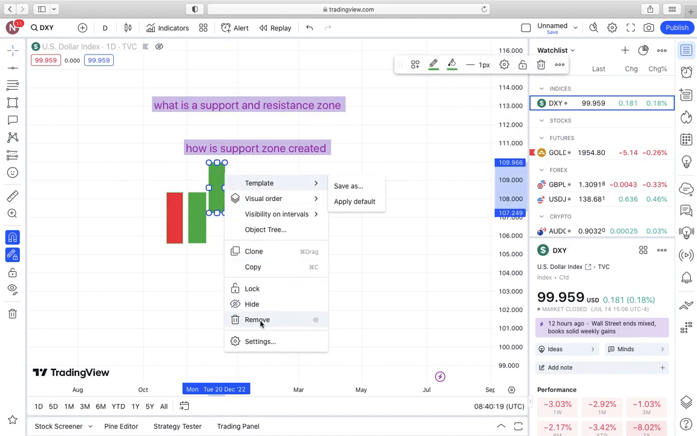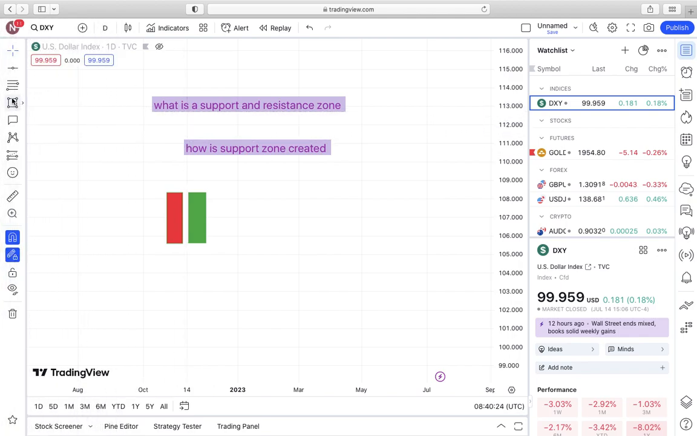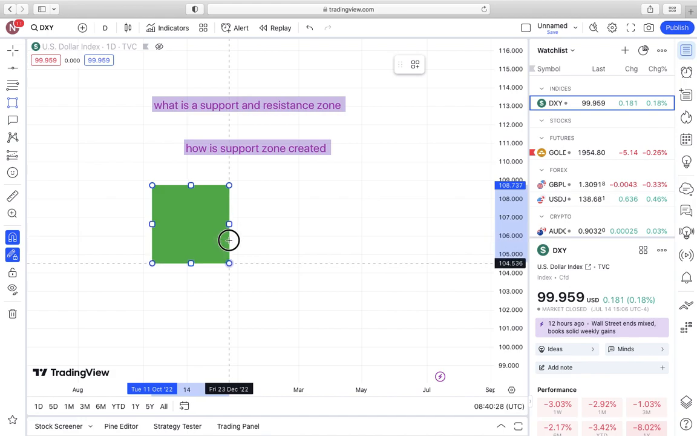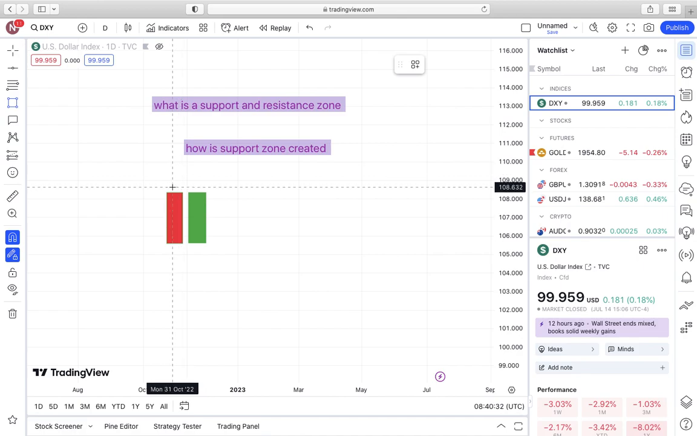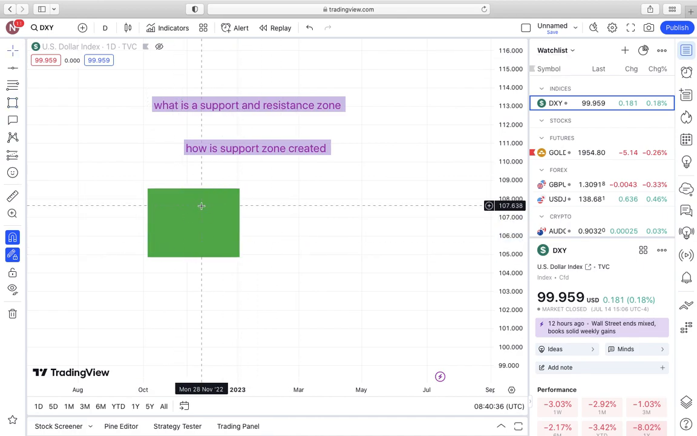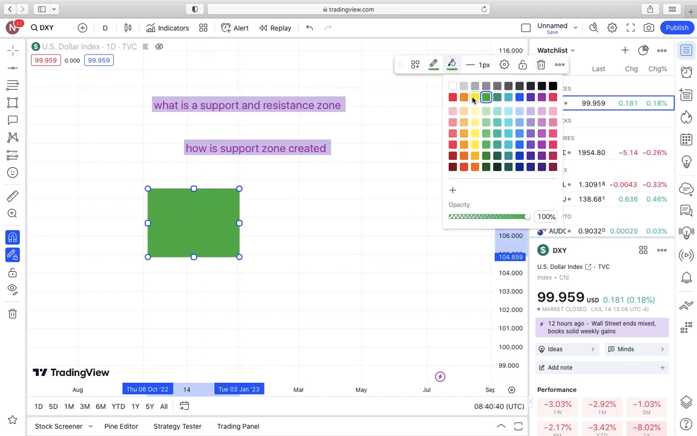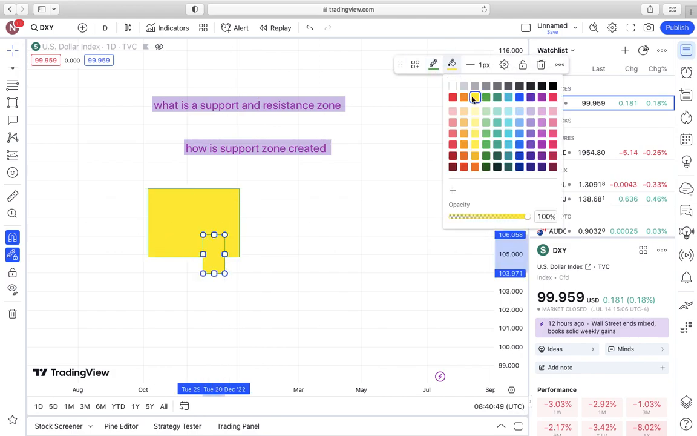WBB will always help you to know whether this support zone has been actualized or violated. This is it. You will just come and put a box on those candles to remove the headaches of whether that zone has been actualized or violated. Just put that box.